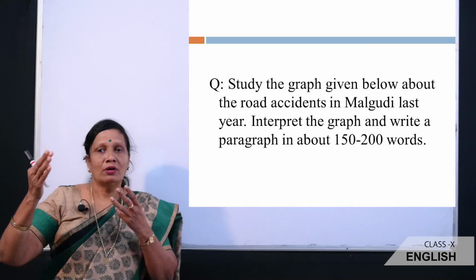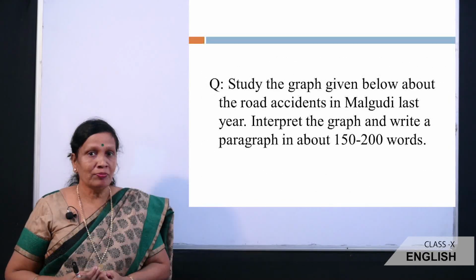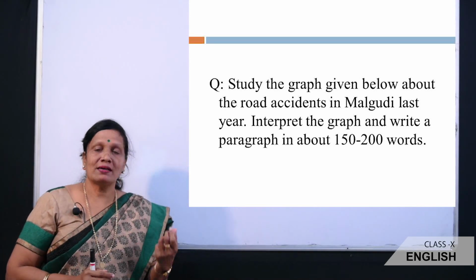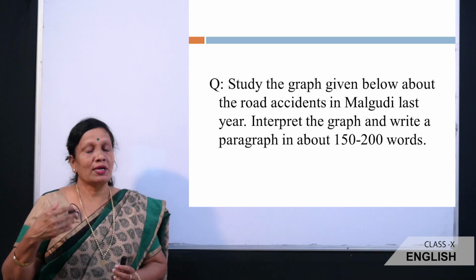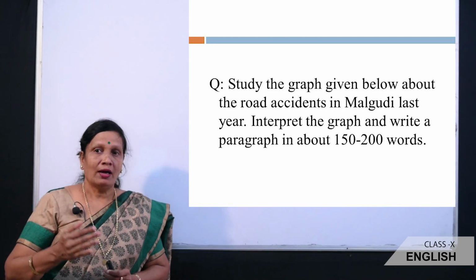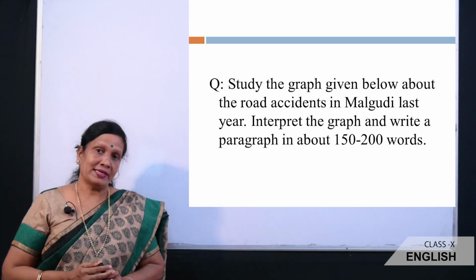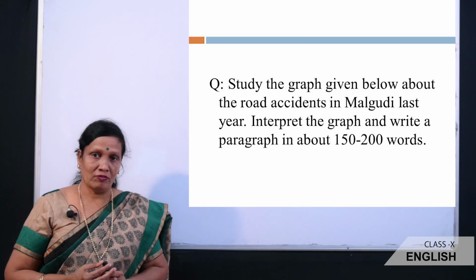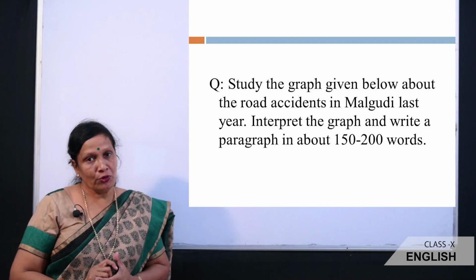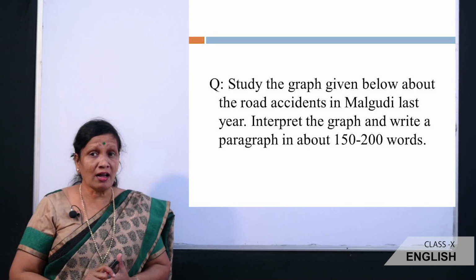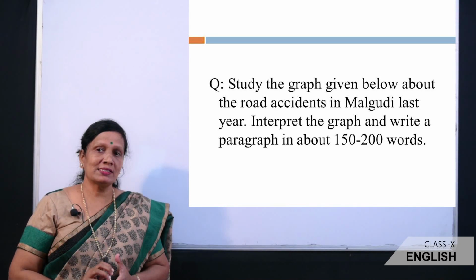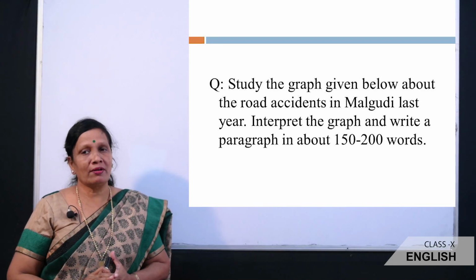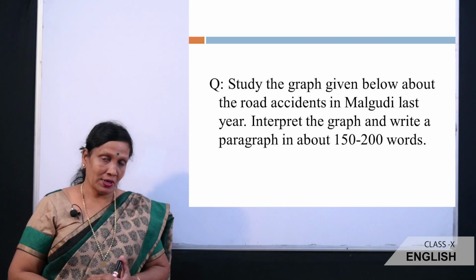Now I have 2-3 questions more for you, children. When the graph or map comes on the screen, please click a picture of it so that you can practice it at home and try to improve your writing skills and learn in a better way how to write these paragraphs. Now the second question for you is: study the graph given below about the road accidents in Malgudi last year. Interpret the graph and write a paragraph in about 150 to 200 words.